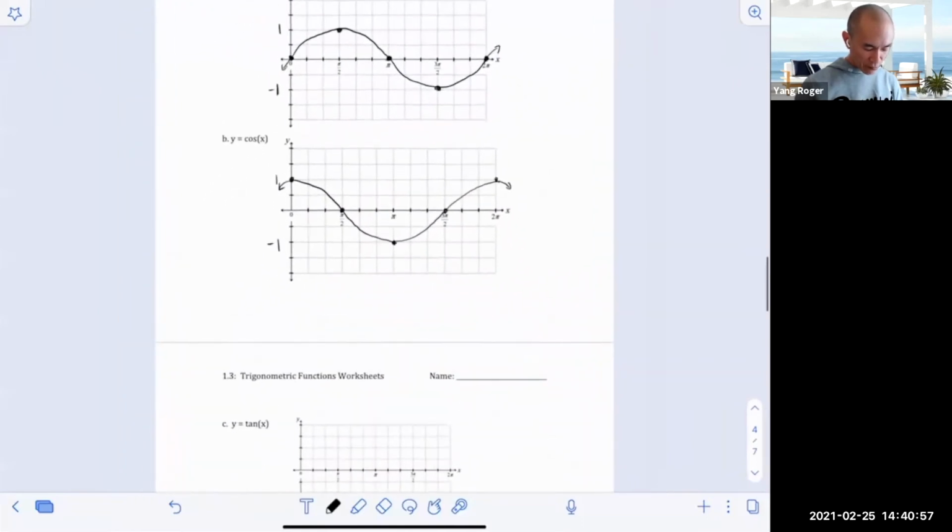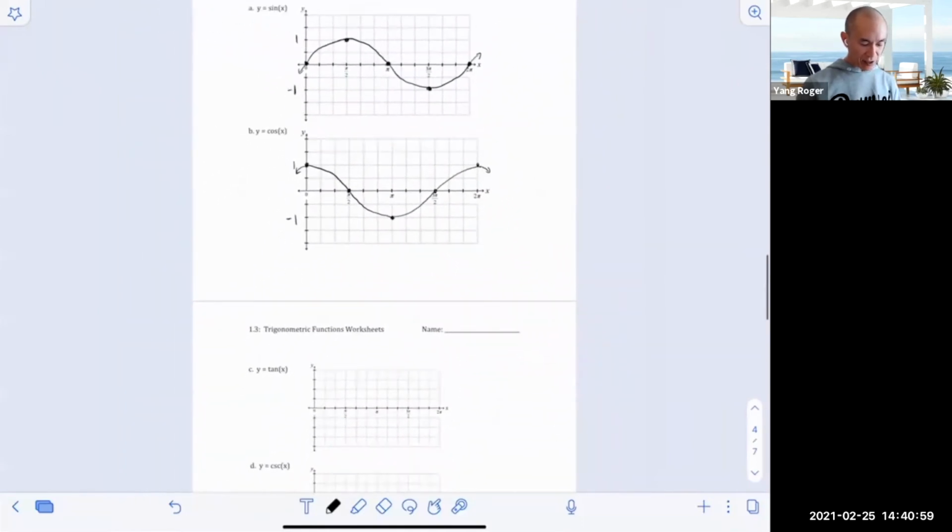So if you wanted to do tangent, as we know, tangent is sine x over cosine x. I want you to notice that cosine is 0 at pi over 2 and 3 pi over 2. Well, you're not allowed to have a 0 in the denominator. So anytime we hit pi over 2 and 3 pi over 2, we can actually have a vertical asymptote. So this guy looks like this.